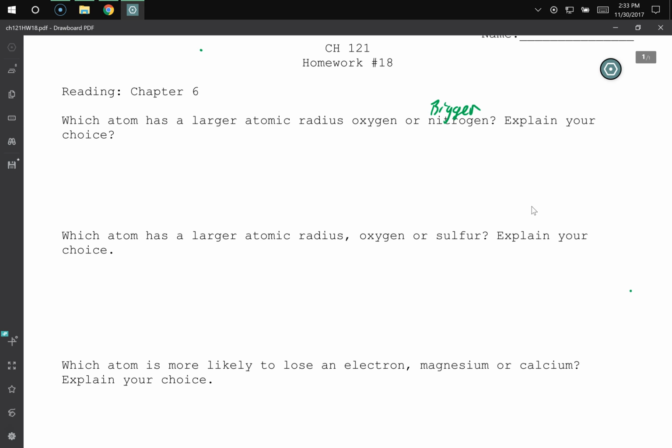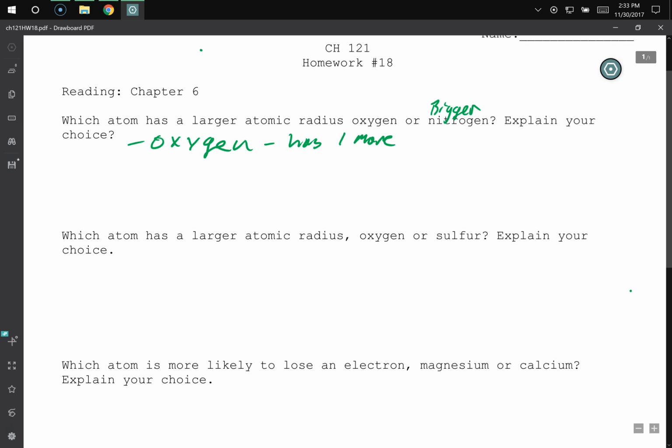Okay, so that's not the answer. It's closer to fluorine. Actually, that doesn't answer any question that I had just asked, so forget about that. Okay, so number one, the oxygen. This is why oxygen is smaller. The oxygen has one more proton. Therefore, it's pulling in harder.